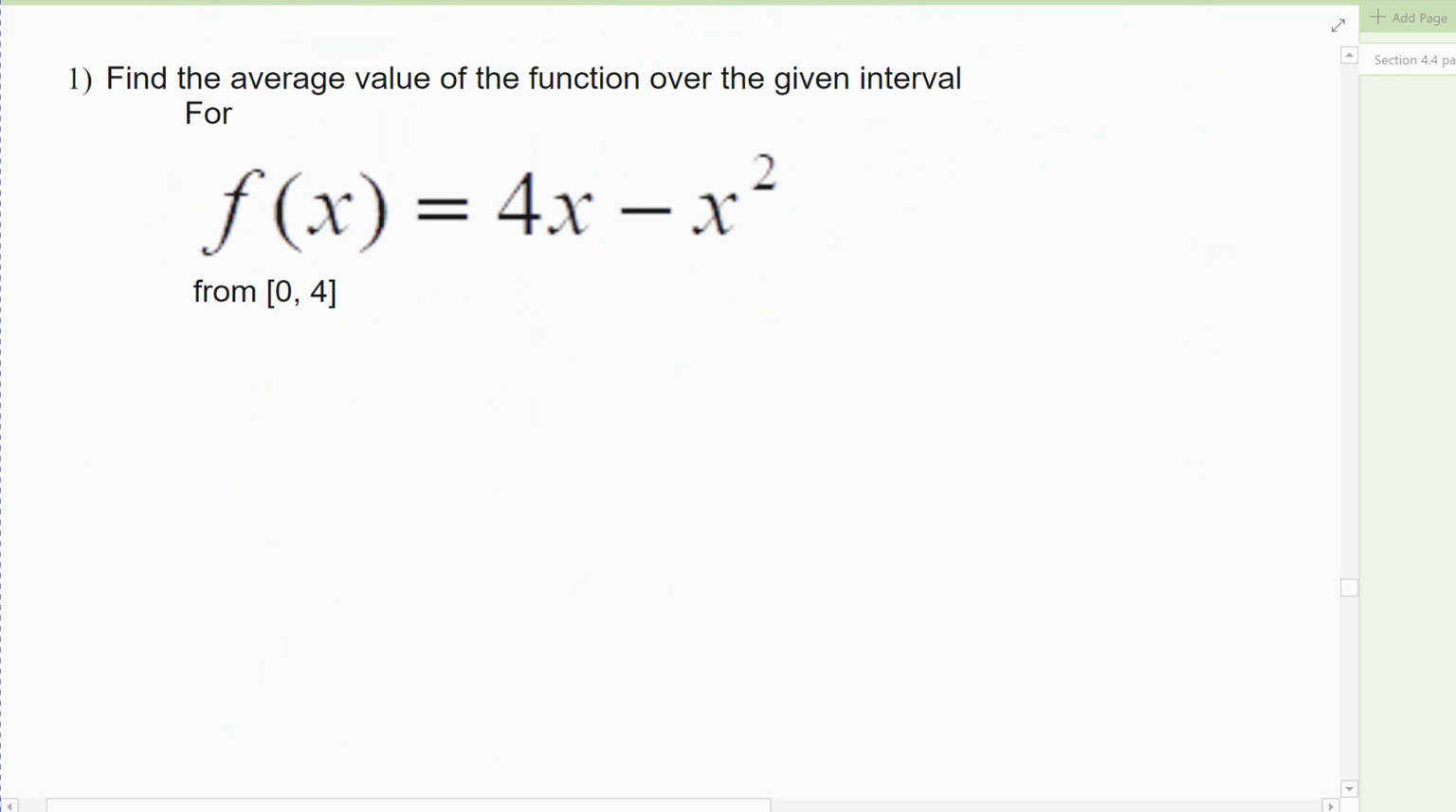So we want to find the average value of the function over the interval 0 to 4. I want to know what's the average y value, the function value, of this particular function between 0 and 4. Well, the average value is found by taking 1 over b minus a, integrating from a to b of my function f of x dx.